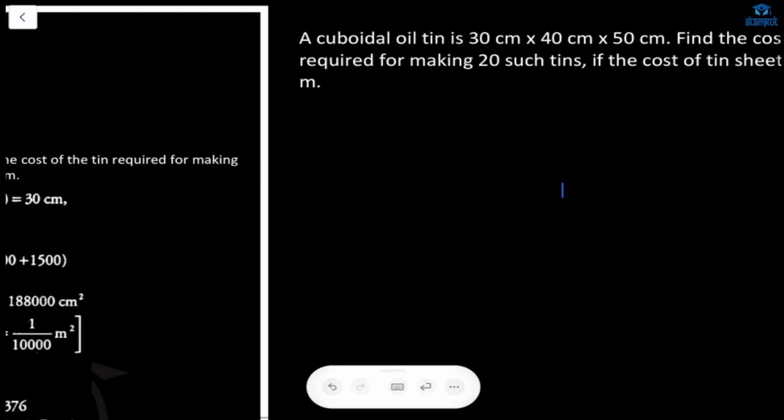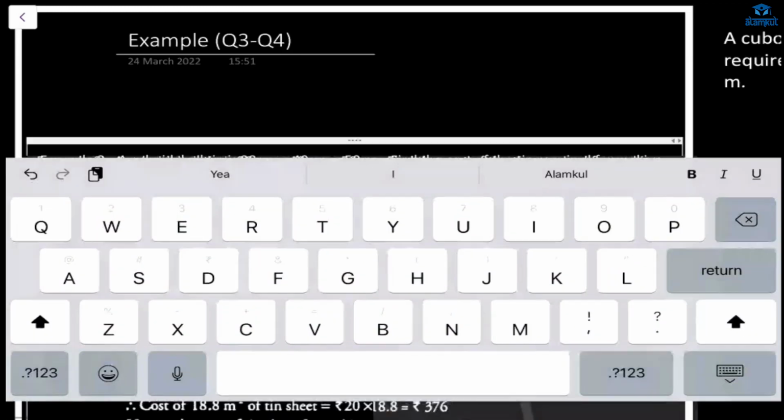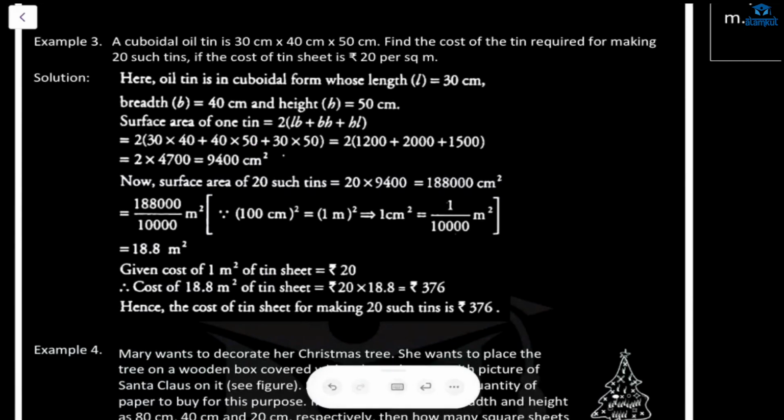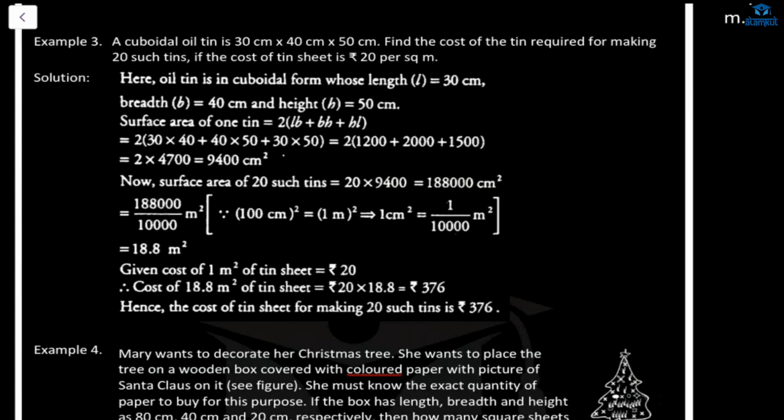I'm not wasting time on each and every calculation. You can see here, I have calculated the surface area of the tin, which is 9,400 centimeter square. This is the surface area, and for 20 such tins, obviously, we are going to multiply it. But here you have to see that 20 per square meter is given, and our calculation is in centimeter.